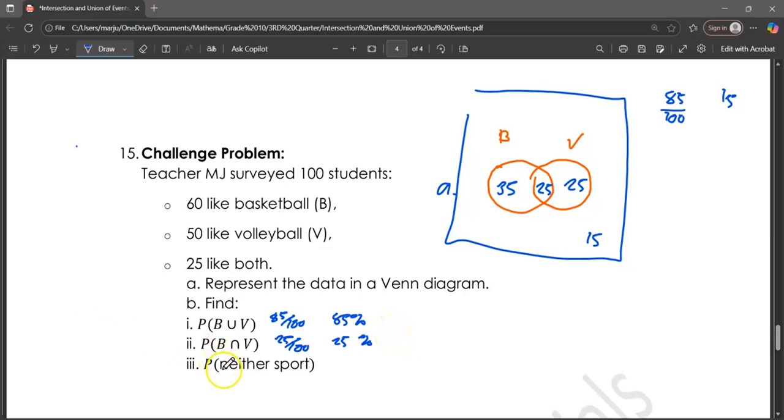A probability of neither sport. So neither. There are 15 outside, right? So that is just 15 out of 100, or this is 15%.